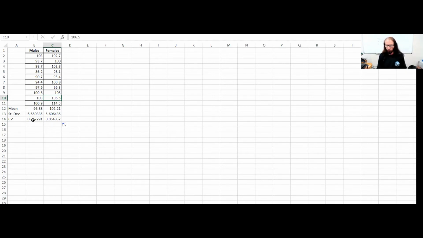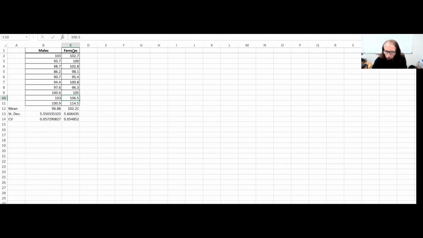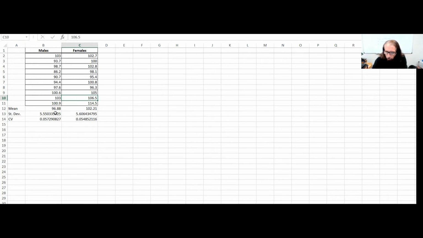what happens if we just take a look at the recumbent length for the males and convert from the centimeters that it was measured in to inches.